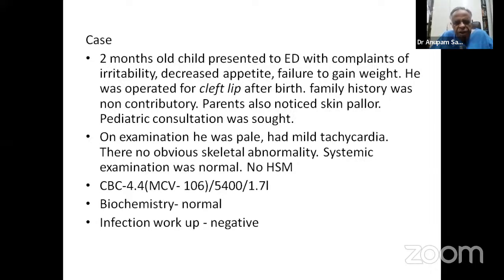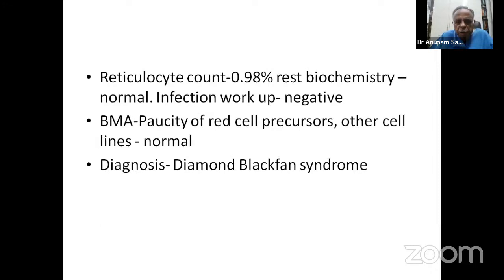So in a sense, this patient has come to you with only anemia and a macrocytic picture, and is a 2-month-old child. So one has to look at causes which are more likely to be a congenital cause, or it could be a severe B12 deficiency in the mother leading to B12 deficiency in the child. It's not unknown to have a 2-month-old child with megaloblastic anemia coming to you. Anyway, so retic count was 0.98%.